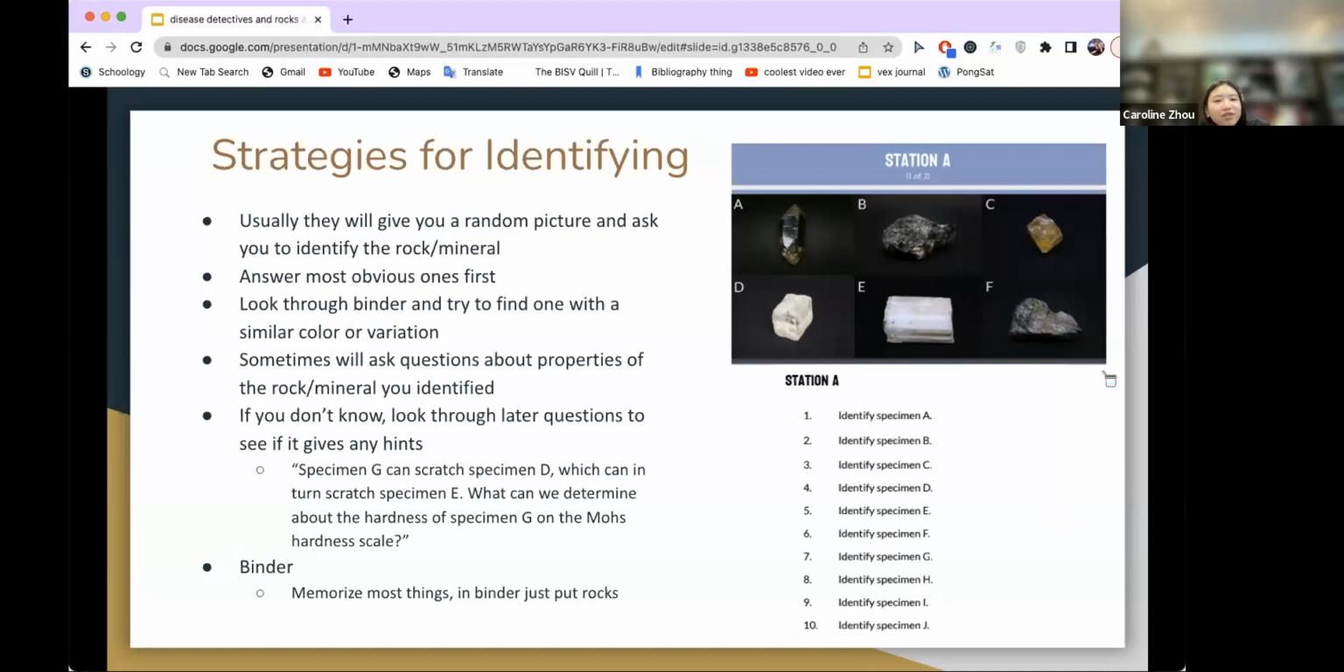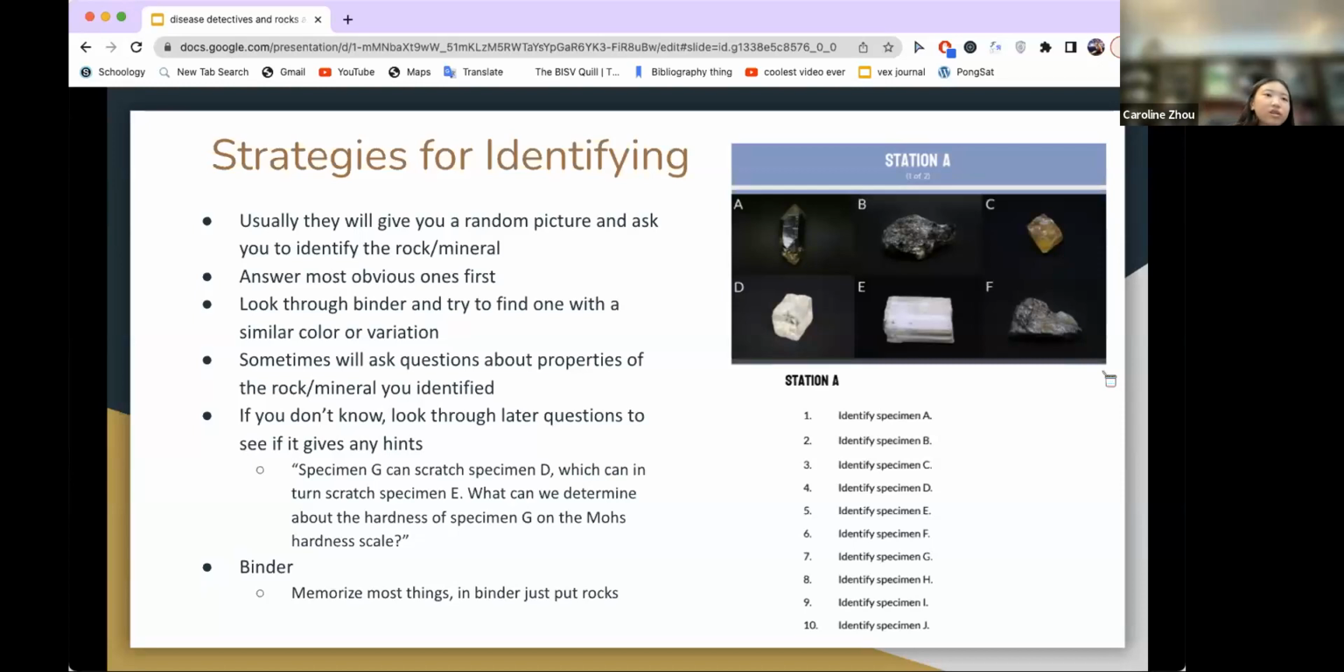You'll scroll through and you find this question that says specimen G can scratch specimen D, which can in turn scratch specimen E. What can we determine about the hardness of specimen G on the Mohs hardness scale? So through this question, because G can scratch D, that means G is harder than D and D is harder than E. So if you found out what G and E are, then you can look through your binder and find out the hardness of those 2 rocks. And then you know that the hardness of D is in between the hardness of G and the hardness of E. So you can kind of narrow it down and go from there.